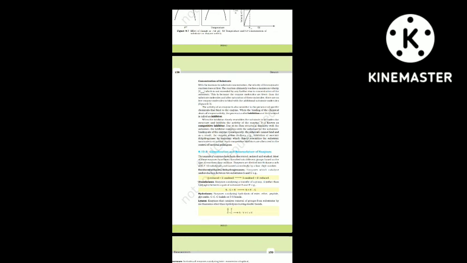Competitive inhibitors are often used in the control of bacterial pathogens.